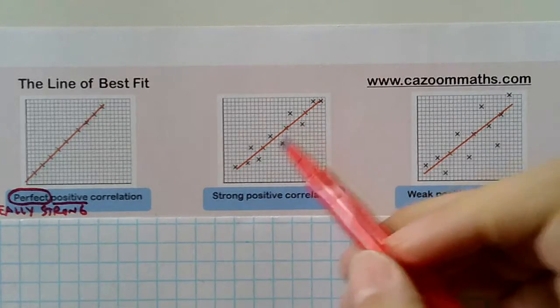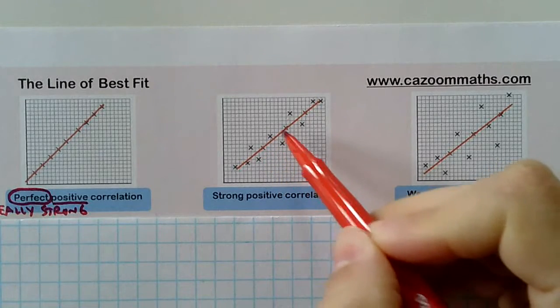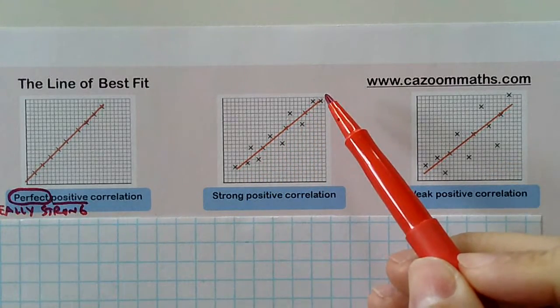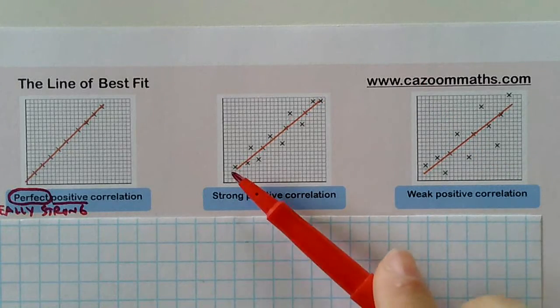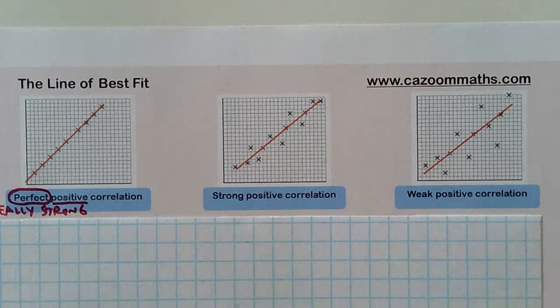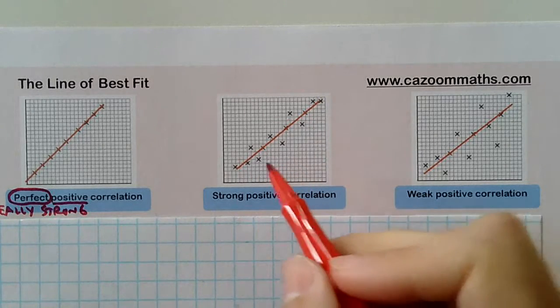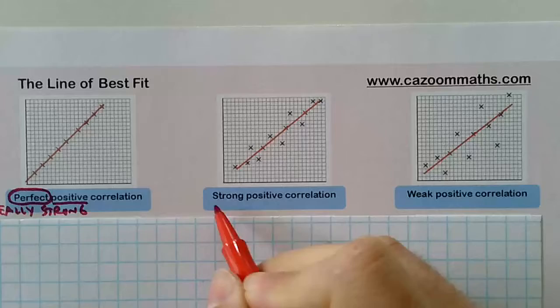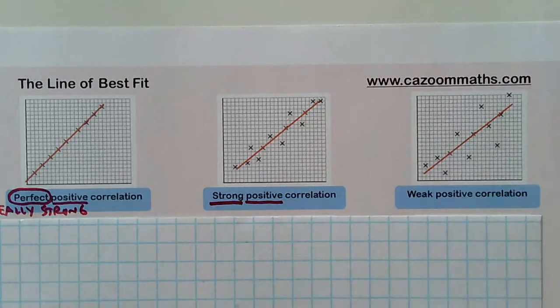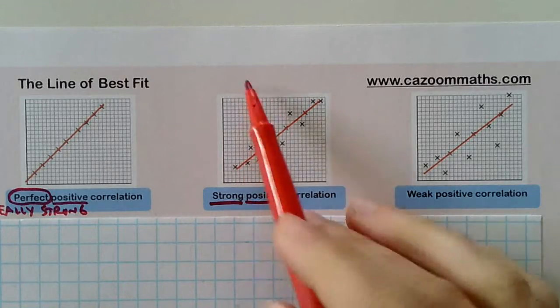In the next one, we can see that those X's start to spread out from the line. We can see the line is through the middle of them. It kind of has the same characteristics. It's through a couple. It's got some above, some below. And since those X's are close to the line, it's strong. And it's positive because it's going in an upward direction. As X goes up, Y goes up.